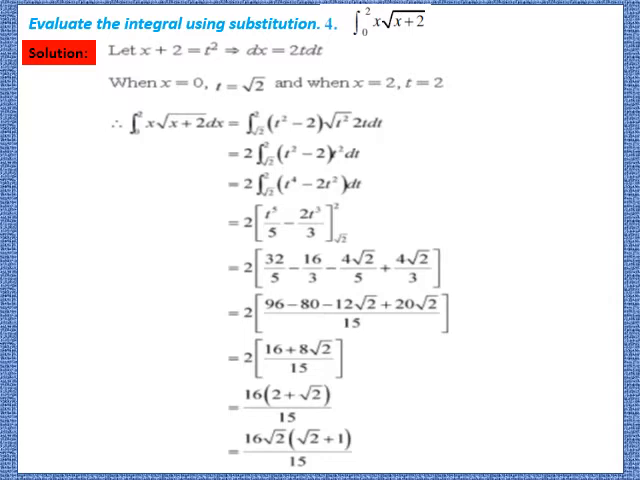Therefore the integral 0 to 2 of x under root x plus 2 dx becomes integral root 2 to 2 of t square minus 2 times root t square times 2t dt, which is giving 2 integral root 2 to 2 of t power 4 minus 2t square dt. So using the identity of x power n, we get 2 [t power 5 upon 5 minus 2t cube upon 3], limit will be root 2 to 2. So applying the fundamental theorem of calculus, we get 2 [32 upon 5 minus 16 upon 3 minus 4 root 2 upon 5 plus 4 root 2 upon 3]. So after simplification, we get 16 (root 2 plus 1) upon 15 as our final answer. Clear? So pause and note down the solution.